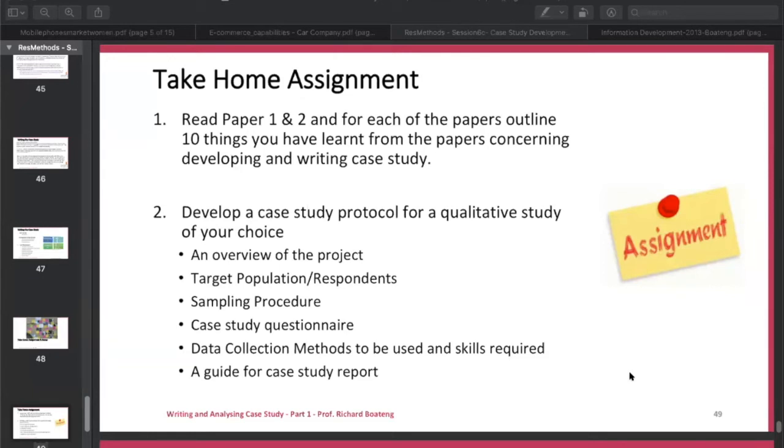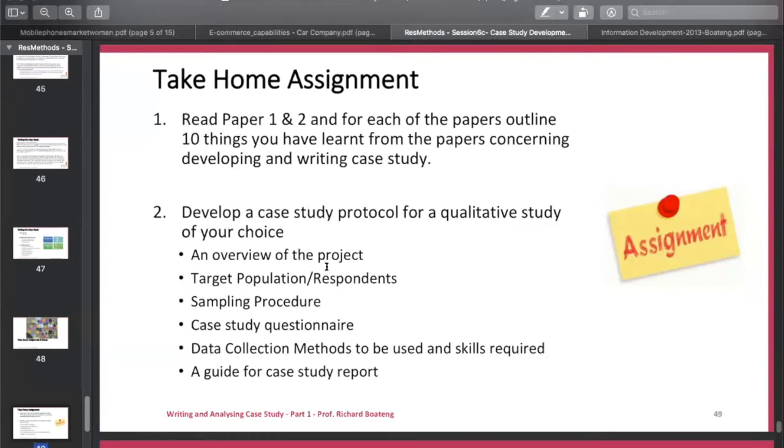No, I didn't say that one is due in a week. I said the first part is due in a week. Look at the assignment. Part one is due in a week. The second one, I've not given a deadline yet.